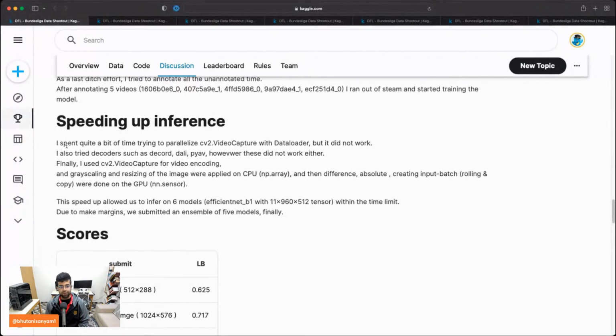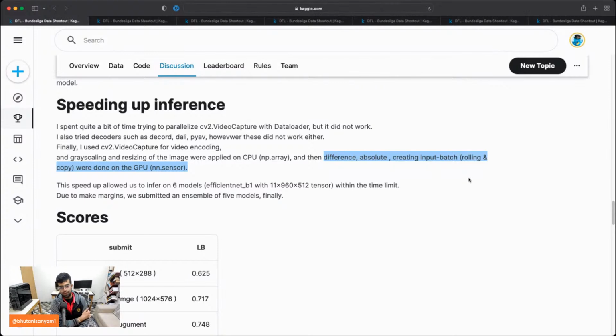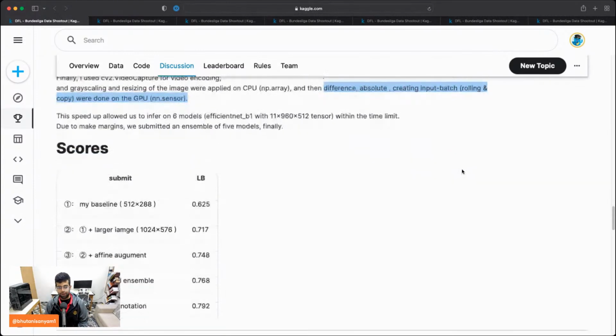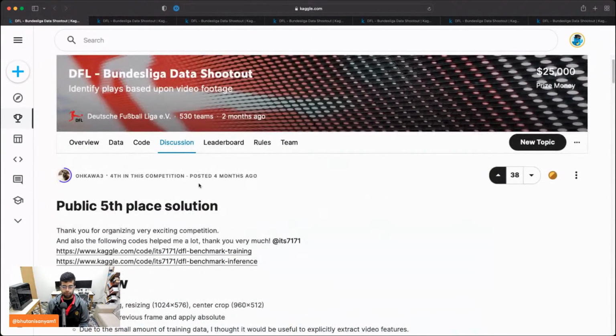Finally, for speeding up inference, he said he spent a lot of time trying to parallelize CV2 functions, but it did not work. Finally, he used CV2 for video encoding, and grayscaling and resizing was applied on CPU. Then difference, absolute, and input batch were done on GPU. This allowed him to run six models within the time limit, and due to margins, he only submitted an ensemble of five models. You can see the scores here, and this was the fourth place solution.